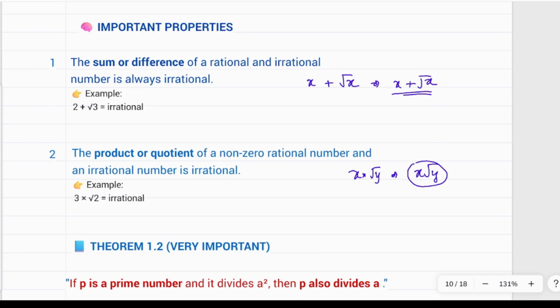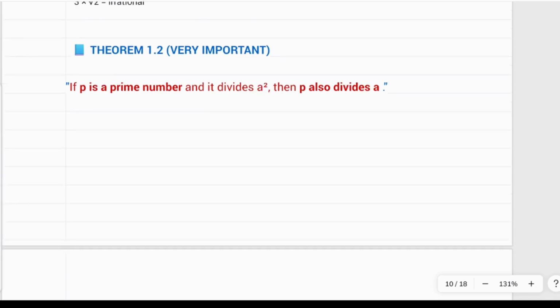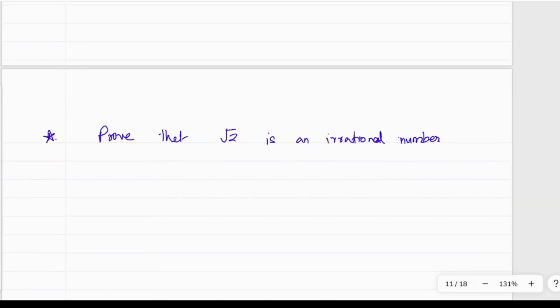And if you are dividing two numbers, where one number is a rational and the other is an irrational number, our answer is going to be an irrational number. Clear? Now we have to learn theorem 1.2. This theorem is very important. If p is a prime number and it divides a square, then p also divides a. Okay, this I can explain using the next question.